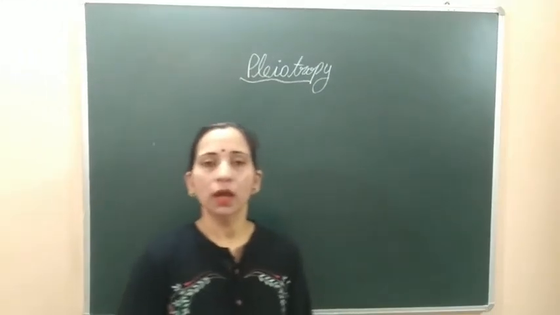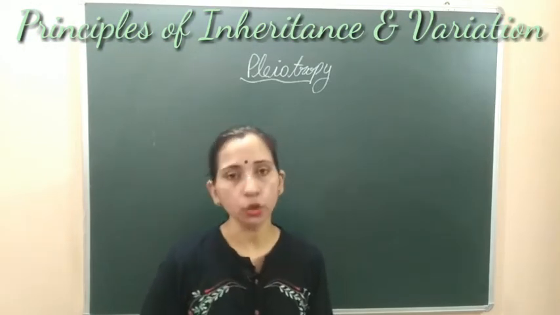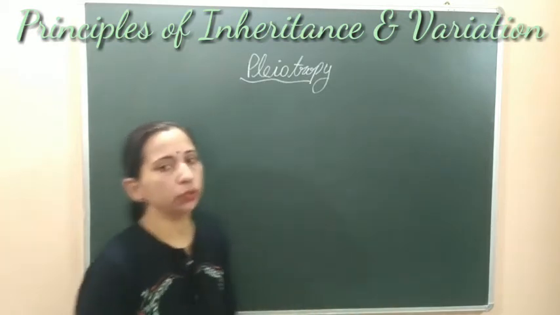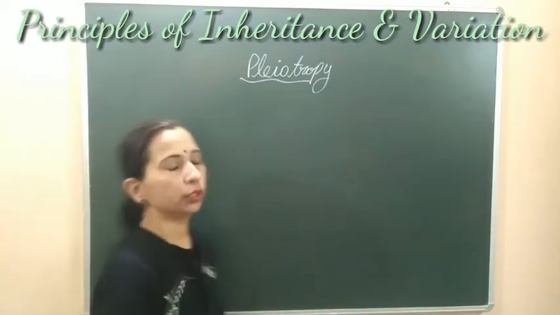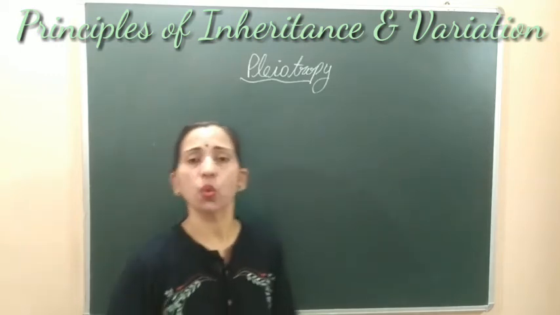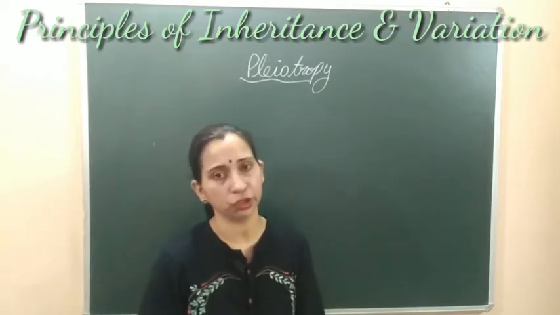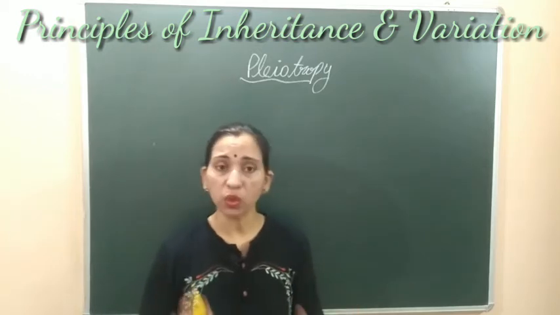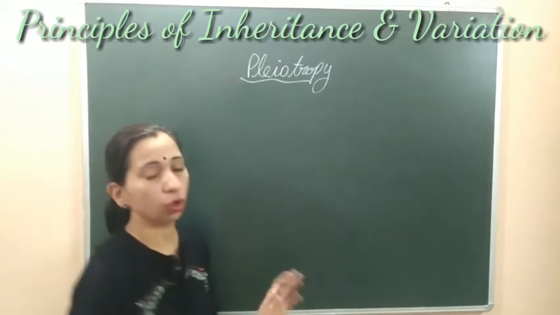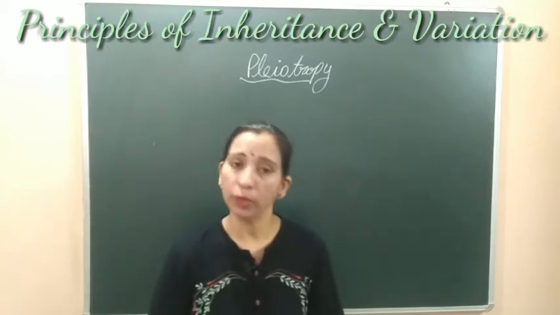Hello students, today we are going to discuss the next type of inheritance, which is pleiotropy. What is pleiotropy? Let's discuss. It's a very important concept that you need to understand. Pleiotropy is a condition in which one gene can control more than one phenotypic expression. Here we are saying that one gene can control more than one phenotypic expression or more than one phenotypic character, then this condition is known as pleiotropy.